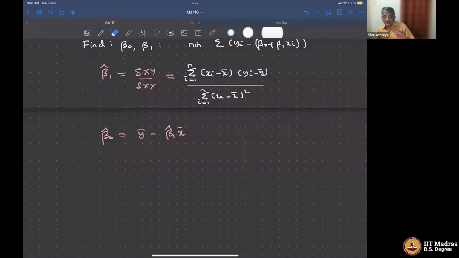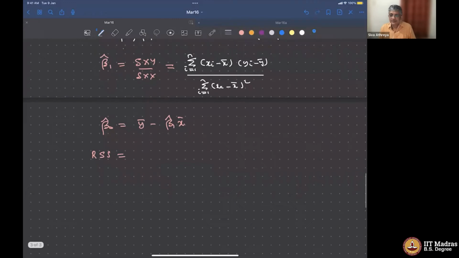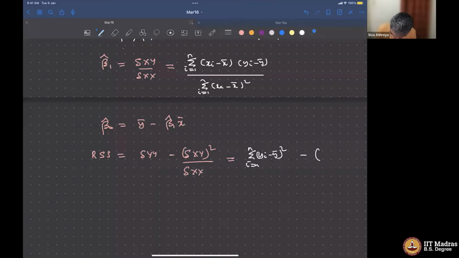So in the regression case, you could just take a data set and compute this number. So in this case, what does the residual sum of squares become? If you do the computation, you would just get SYY minus SXY the whole square divided by SXX. And just to be more precise, SYY is just summation of y minus y bar the whole squared, i equal to 1 to n, minus this term, SXY, which is the same thing as above.